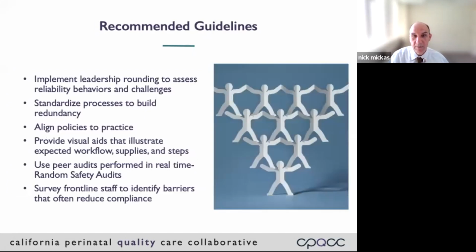So some guidelines: implementing leadership rounding to assess reliability behaviors and challenges that people are facing, and believe what staff is telling you. If you have an expectation of what staffing looks like or what supplies are available and staff is telling you that they're not, start with they're not. Standardizing processes to build redundancy so that regardless of who's there, the expectation of behavior is going to be the same, which will help with leadership changes. It'll help with the unit owning the standard, so that as nurses or physicians or RTs come in that may not be as familiar with the unit, the unit owns the accountability and owns the process of what it looks like, which builds that resiliency to that team.